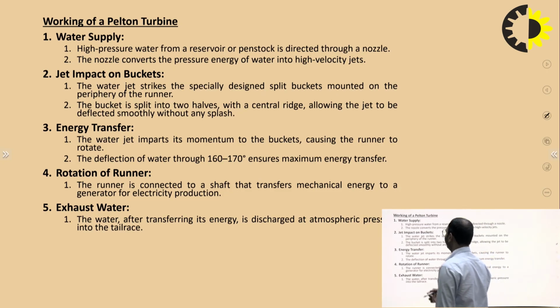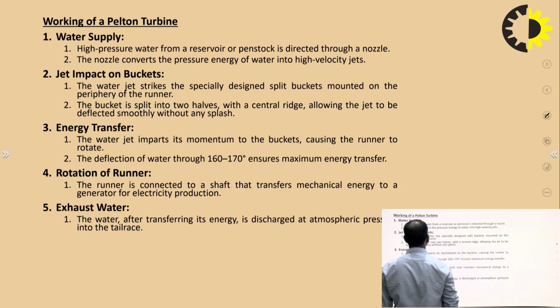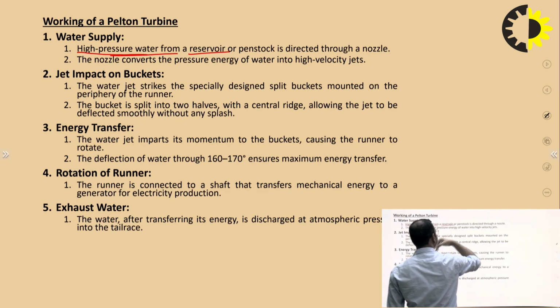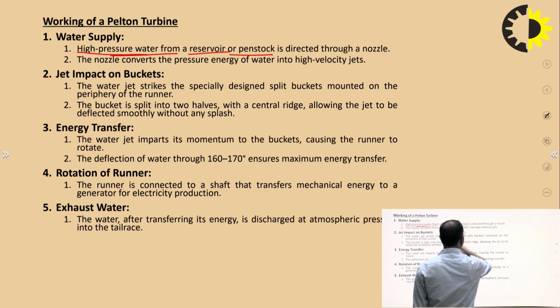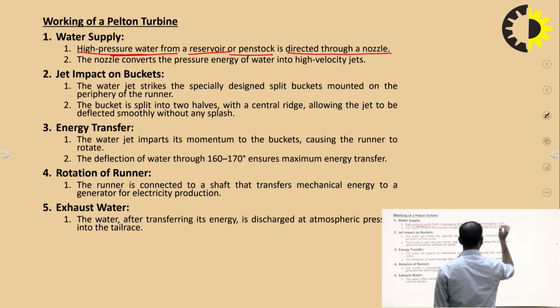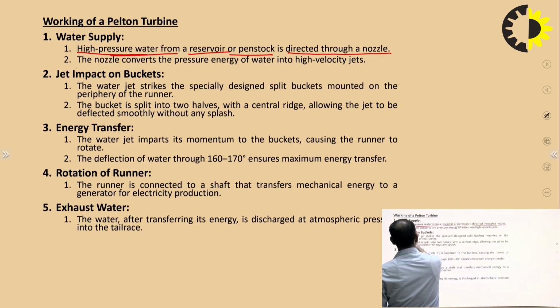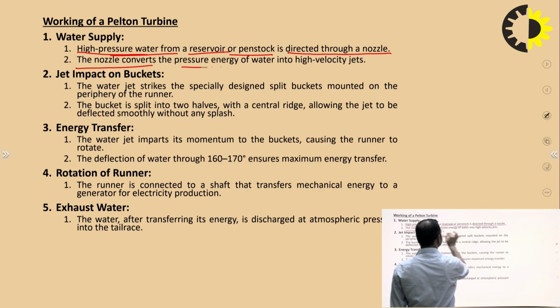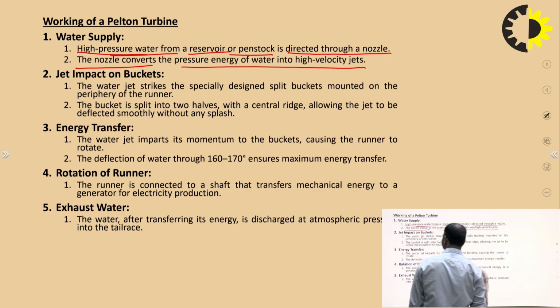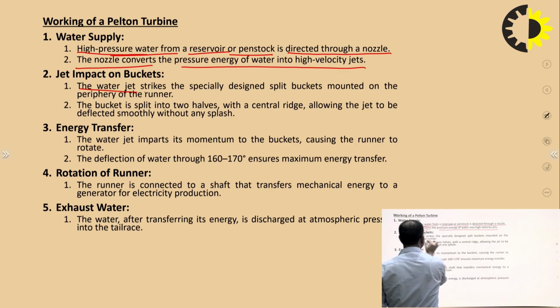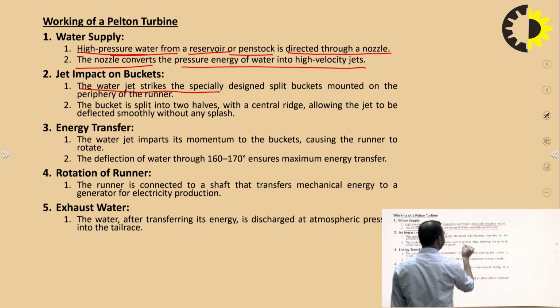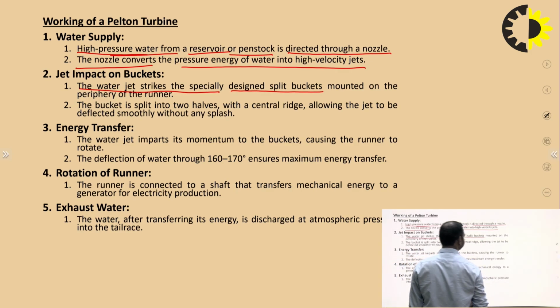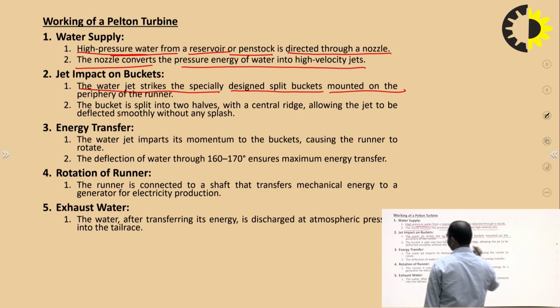Now, what is the working behind a Pelton wheel turbine? Firstly, high pressure water from a reservoir or dam through penstock is directed through a nozzle. The nozzle converts the pressure of water into high velocity jets. The water jet strikes the specially designed split buckets mounted on the periphery of the runner.